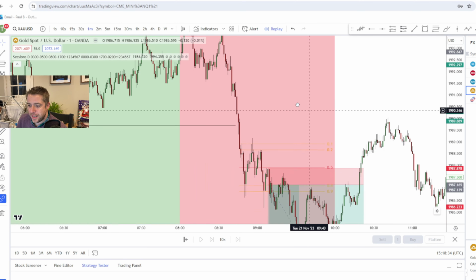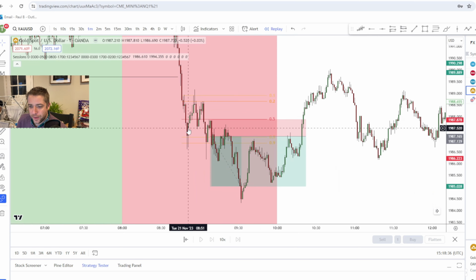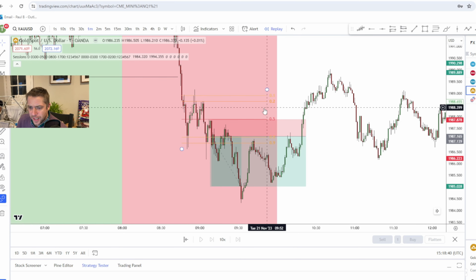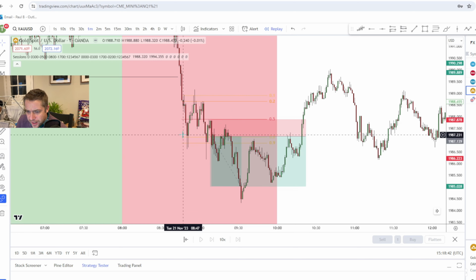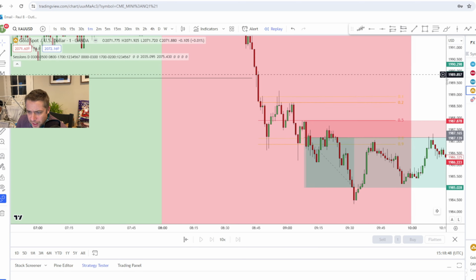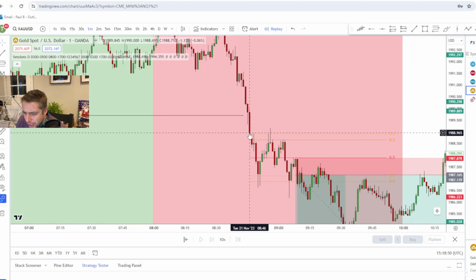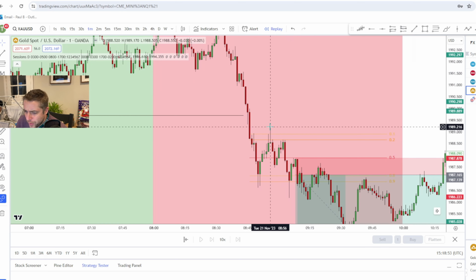There's the low that gets taken out. Come down. We're taking the liquidity. Where do we take the liquidity? Let me get in a little bit closer and try and figure that out. Where are we? Oh, here we are. Yes. So we take liquidity here. As you can see, that's a swing point.